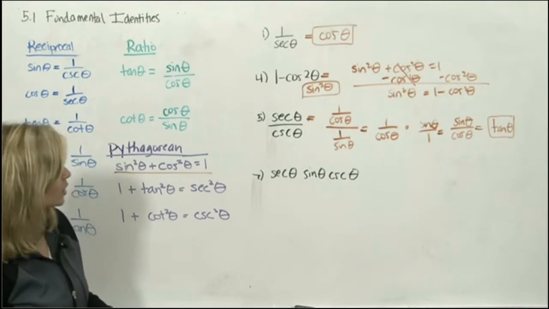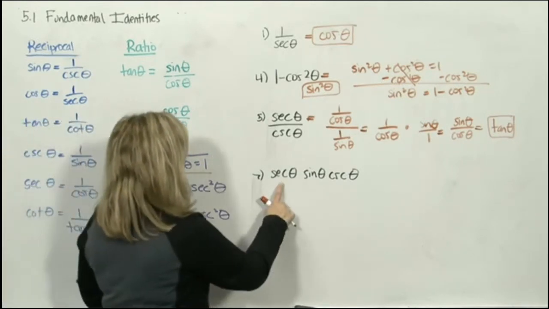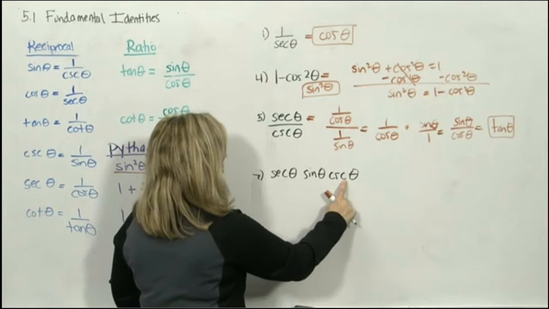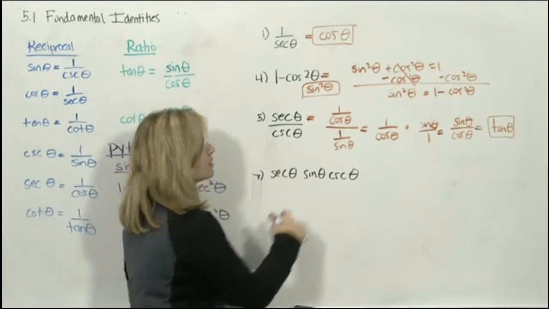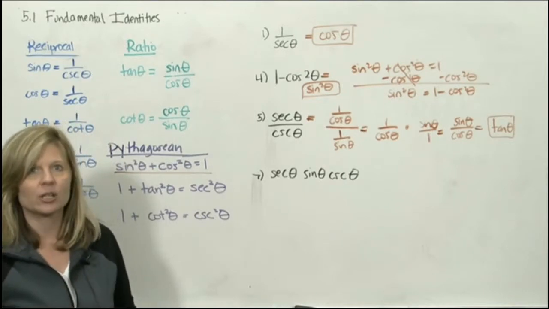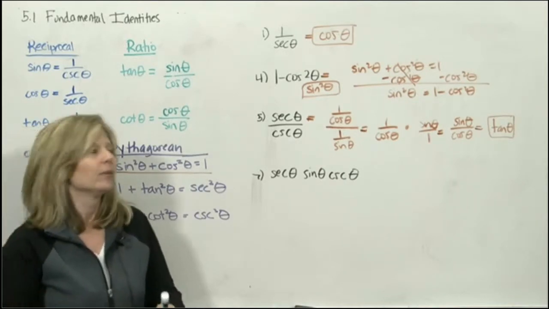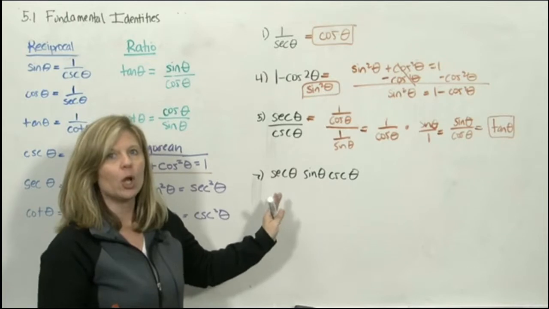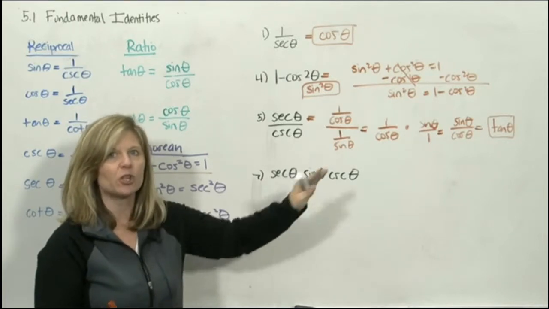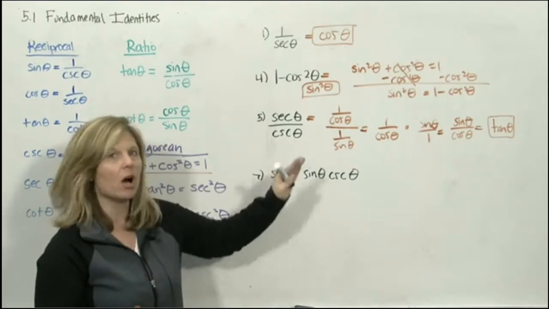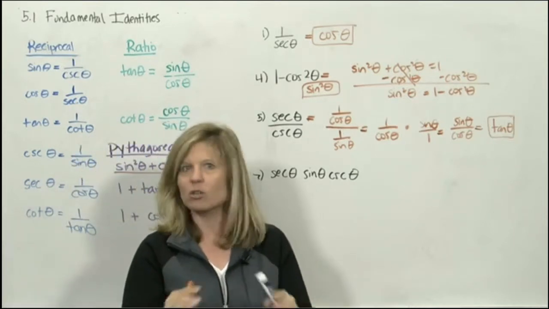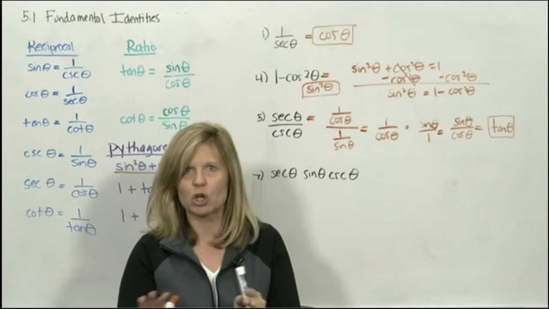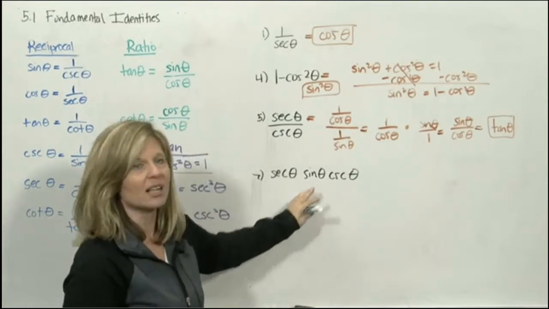All right, look at number 7. Secant theta times sine theta times cosecant theta. How are all these trig identities connected? That's right, multiplication. Now, again, what we want to do is replace, substitute. It doesn't mean we have to replace all of them. In the world of trig, if there's a sine or cosine, you want to leave it alone. That's lowest terms. So I'm not going to do anything with the sine theta. I'm going to leave it.